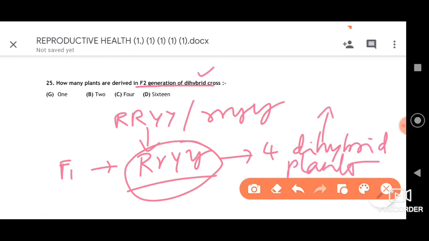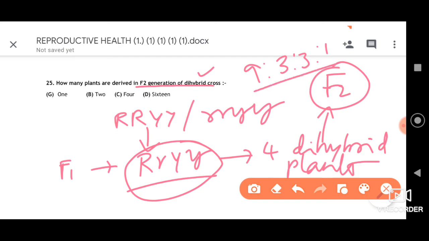In the F2 generation, it will yield 4 dihybrid plants, and remember, these 4 plants will be in the ratio of 9:3:3:1. So the right answer here is 4 plants. In the F2 generation, the plants which are derived are only 4, but in the phenotypic ratio of 9:3:3:1. Okay, fine.